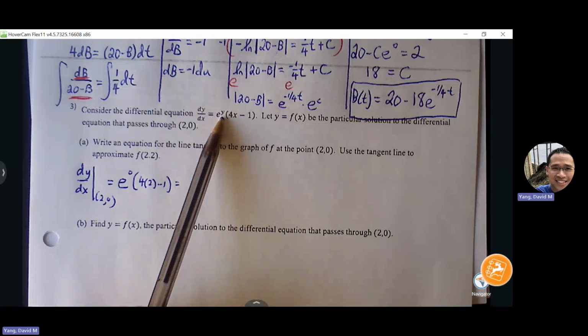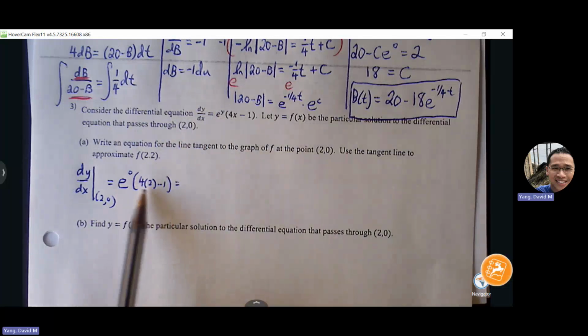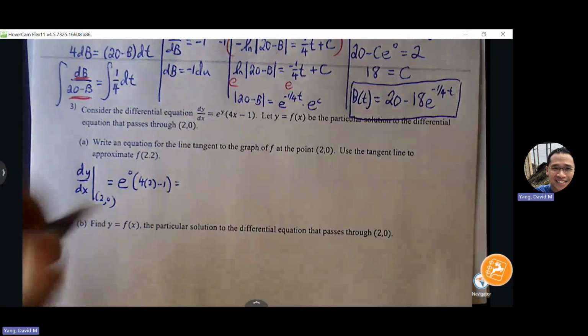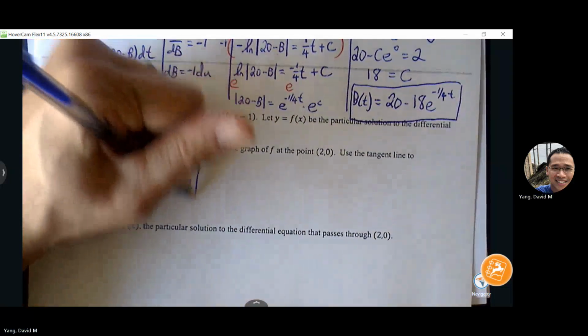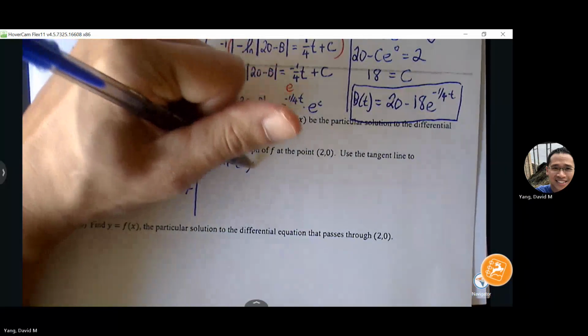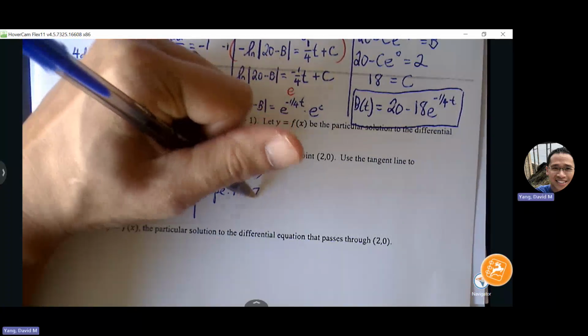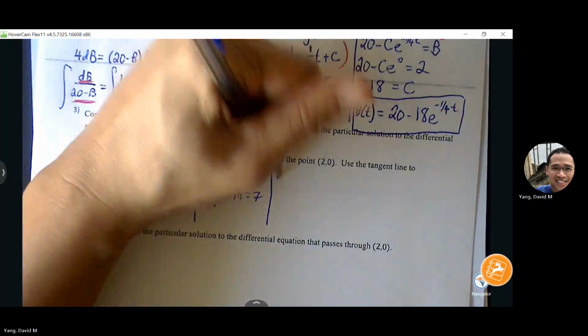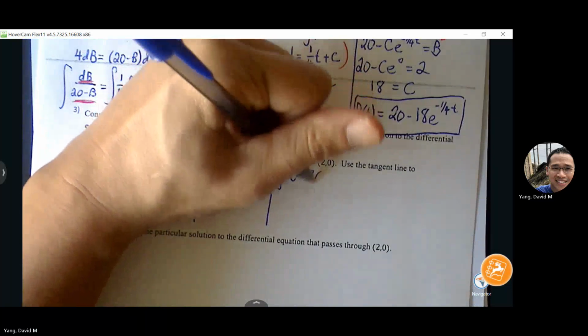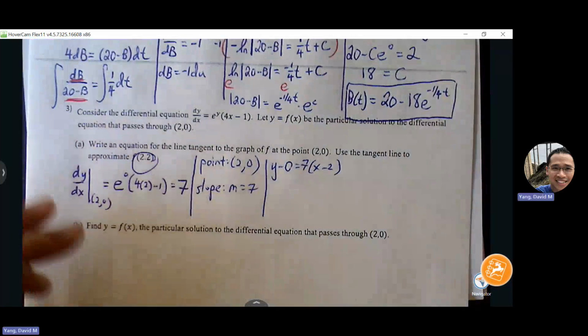Replace y with 0 and x with 2. Anything to the 0 power is 1. 8 minus 1 is 7. So my slope is 7. I have my ordered pair. I have my slope. Point slope form. And then we'll just plug that decimal in to do linear approximation.